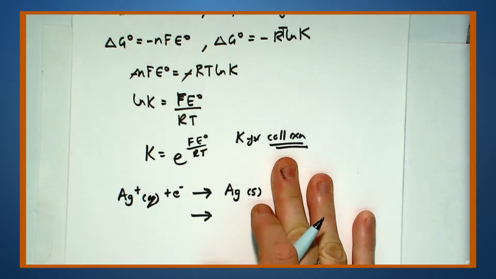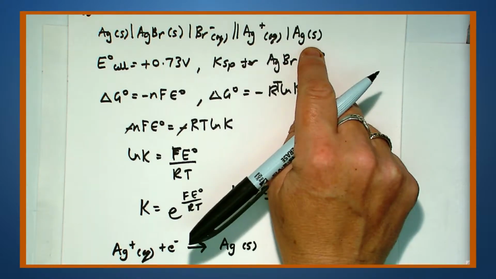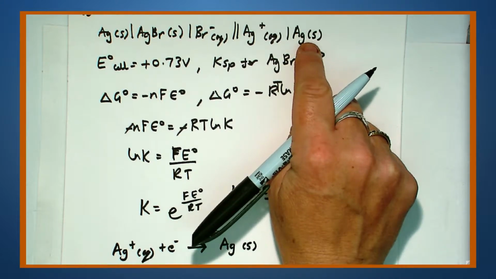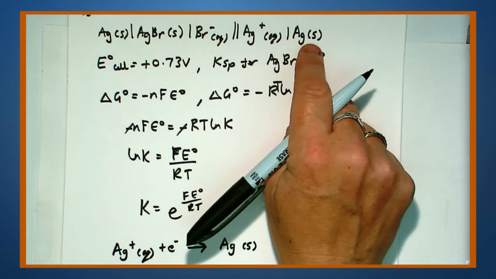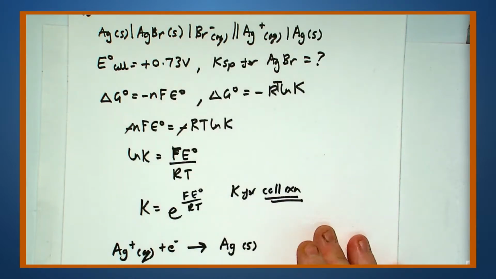Let's go back up here again. This one only had two pieces. So here it is before, here it is after. This is the electrode, and it's part of the cell reaction. There's only two pieces to this. But over here we've got three pieces. It's not so easy to see what's going on.